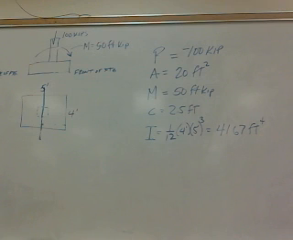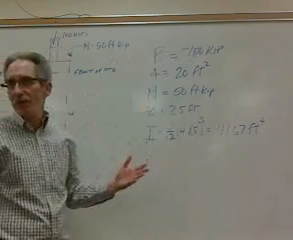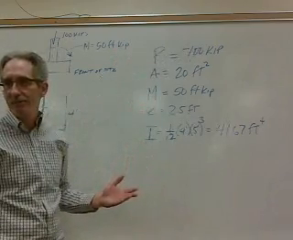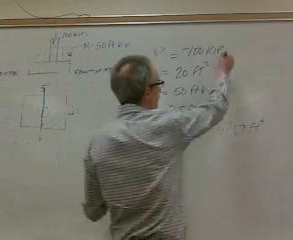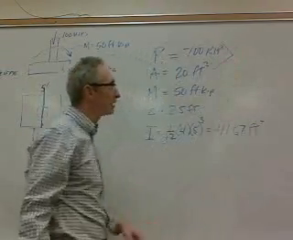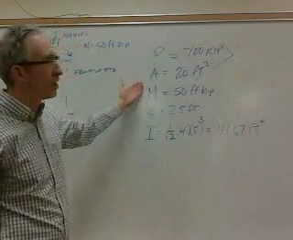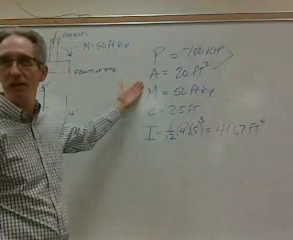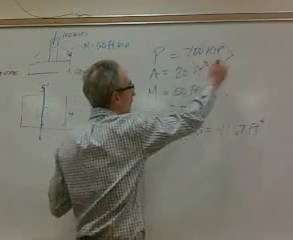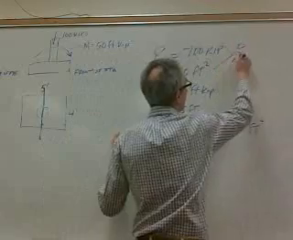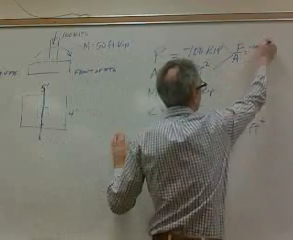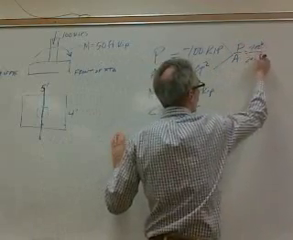Okay, 41.67. All right. So we got them all listed out. We just got to get it straight now, right? What I like to do at this point is just calculate what we got here. I know I'm going to have to get P over A, right? Well, P over A is minus 100 kips divided by 20 square feet.